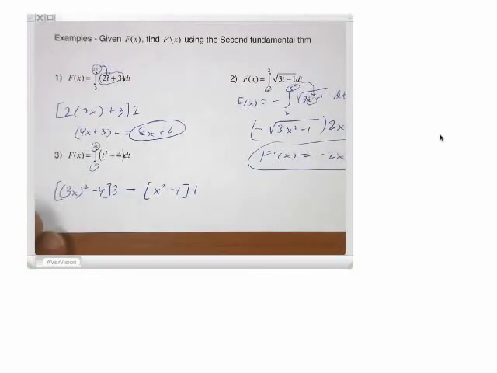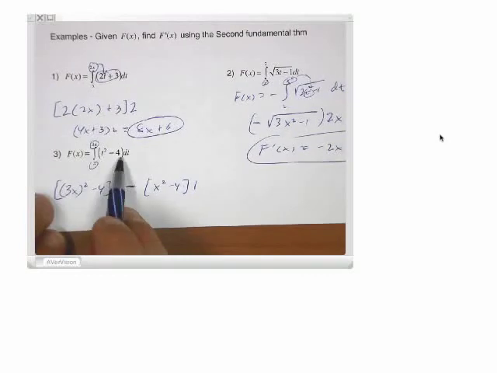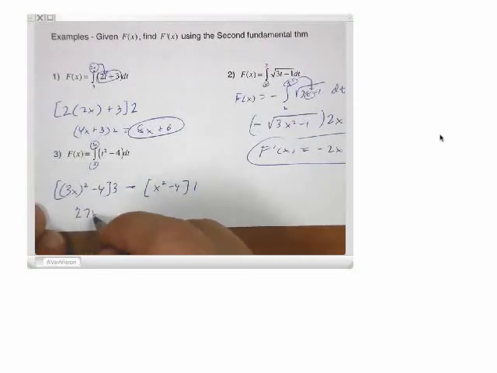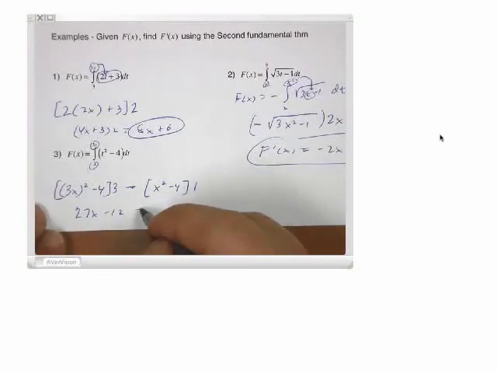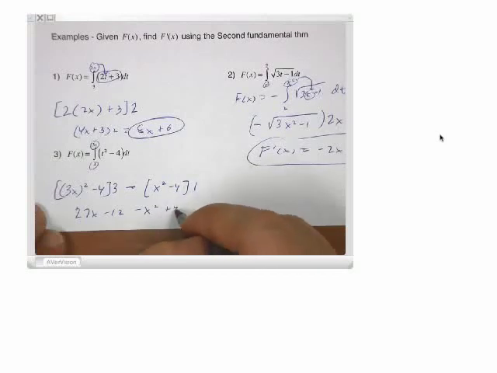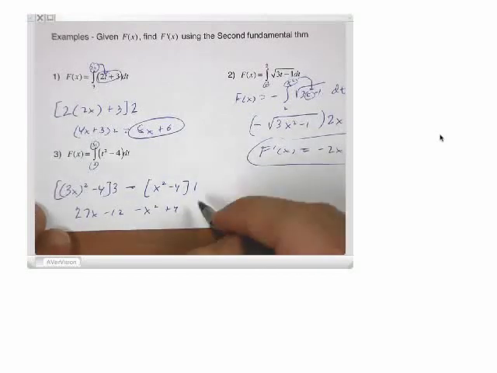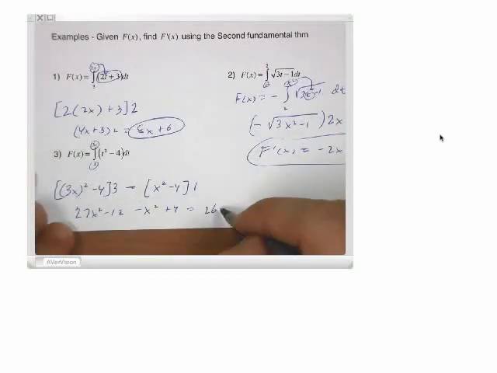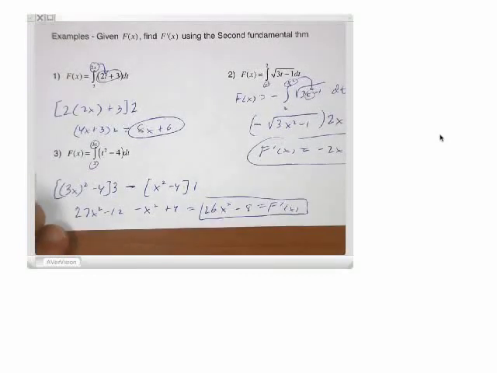So I just did the second fundamental theorem of calculus with the upper limit and with the lower limit, and you subtract. So in this case I have 9x squared times 3, so I have a 27x squared minus 12. Over here I'll carry this minus through, so we have a minus x squared plus 4. We'll subtract, put the x squared there. So we got 26x squared minus 8 is equal to our derivative.